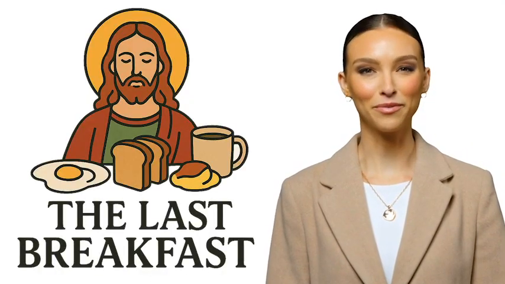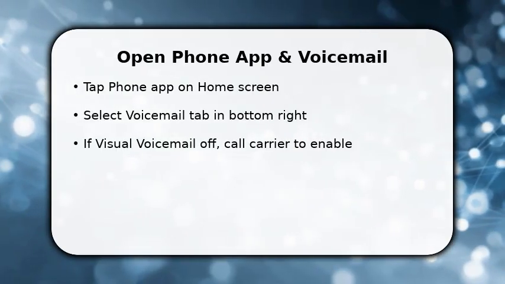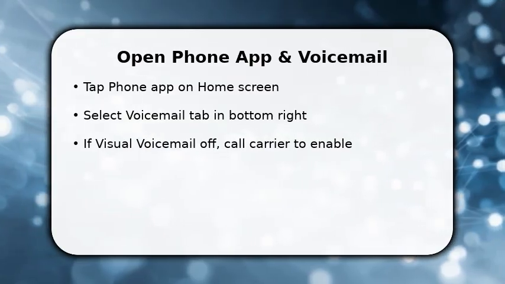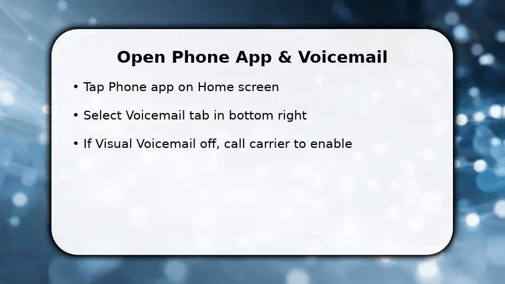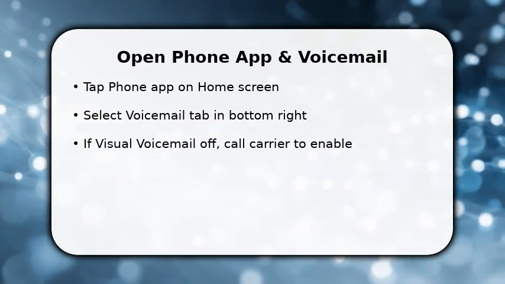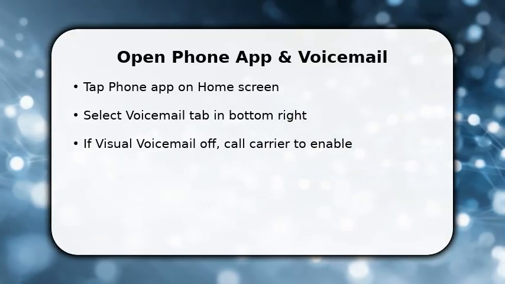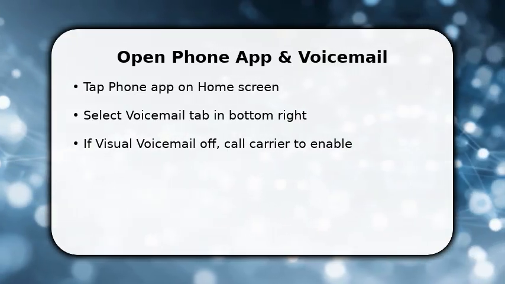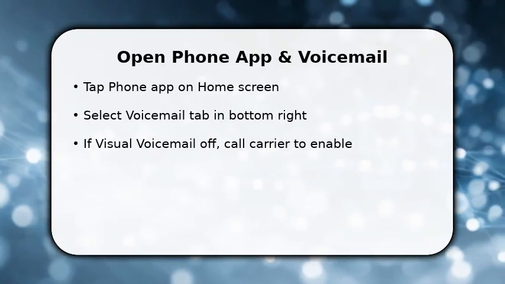Please enjoy the video. You'll start in the phone app, tap it, and choose the voicemail tab. Once there, look for the greeting button in the top left. That opens recording controls. If you don't see visual voicemail, make sure your carrier supports it and your cellular plan is active. Call them to enable it before continuing.